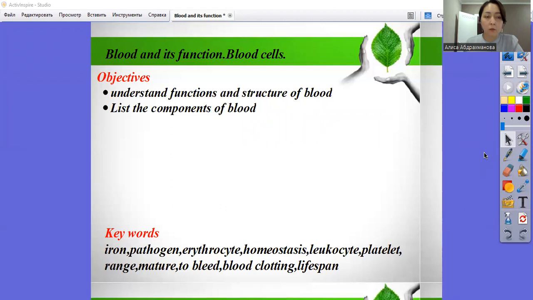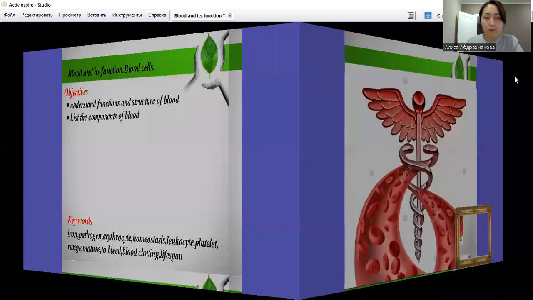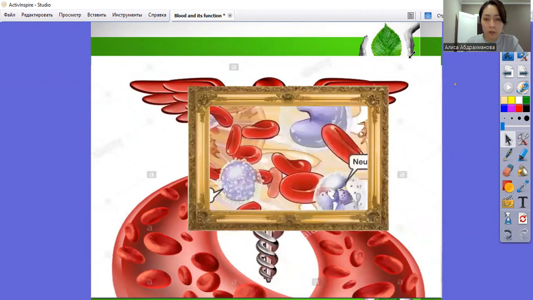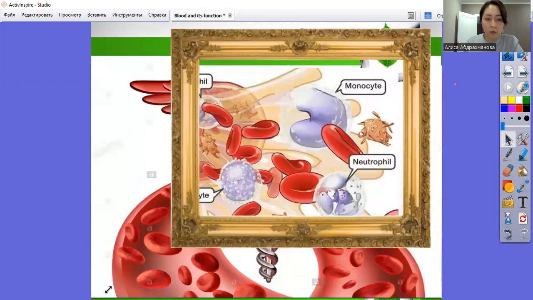In today's lesson, we will understand the functions and structure of blood, list the components of blood, and hear some key words according to this lesson, and later we will get to know them. Let's continue. Let's imagine that the frame of the picture is a light microscope.